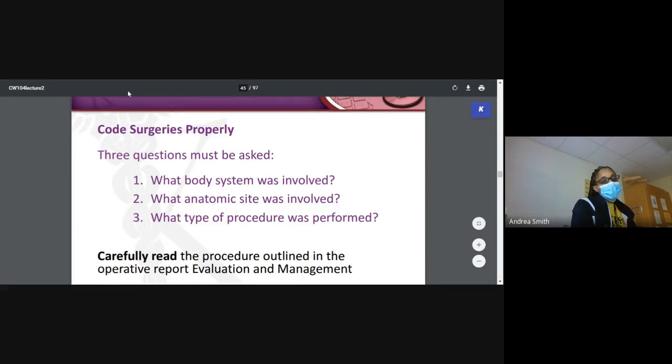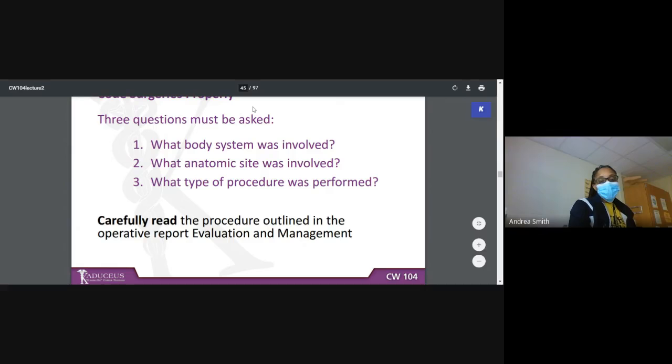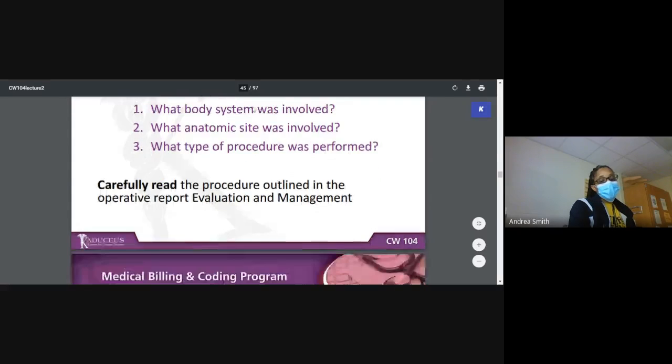Code surgeries properly. The 3 questions that you must ask are: what body system was involved, what anatomic site was involved, and what type of procedure was performed. Read the procedure outlined in the operative report.